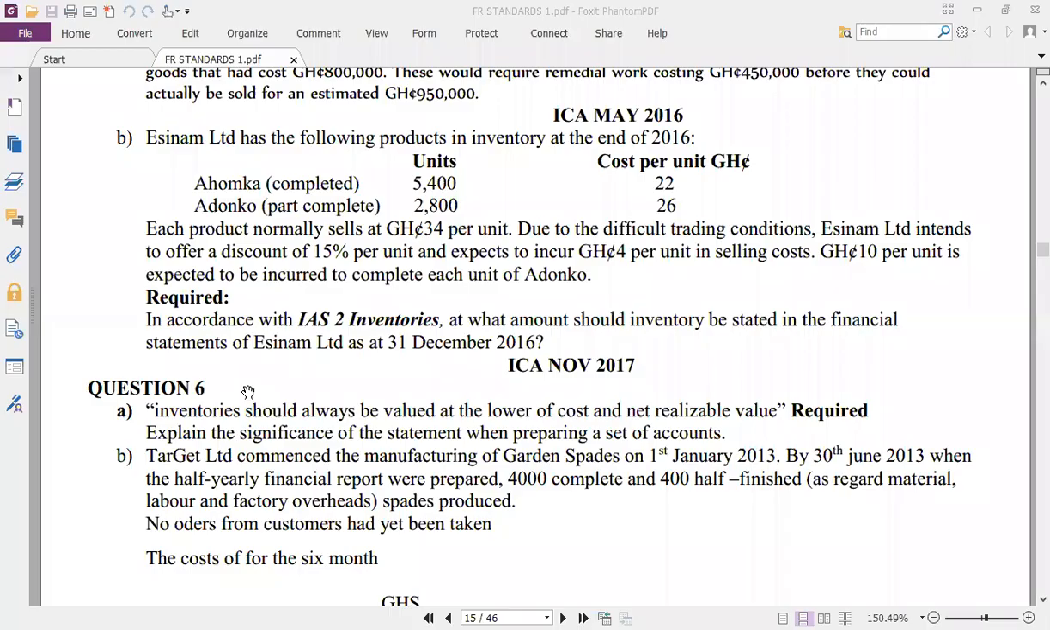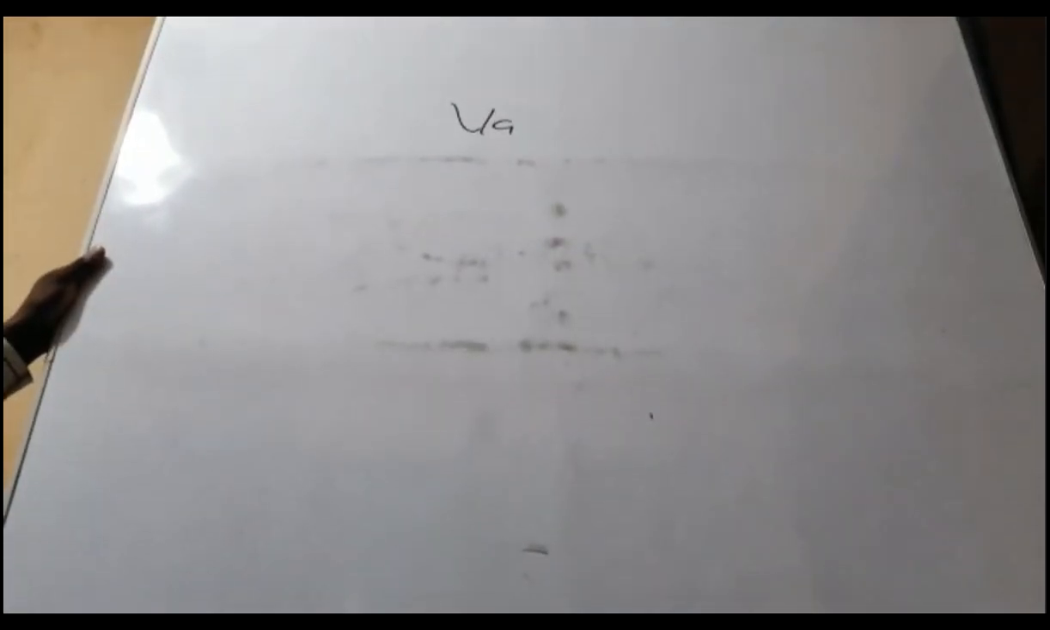Good. Now here, you have to value them individually. You don't need to combine them. So we start. There are 2 products, so individually, let's do Ahomka first. Then when you are done, we're going to do Adonko. So for Ahomka, we start by saying value of inventory.